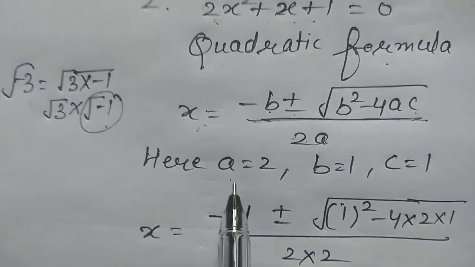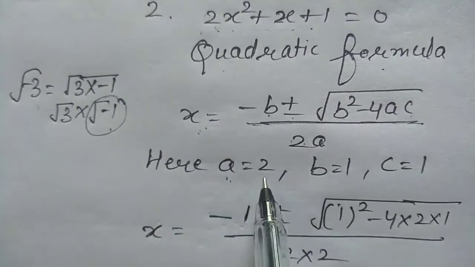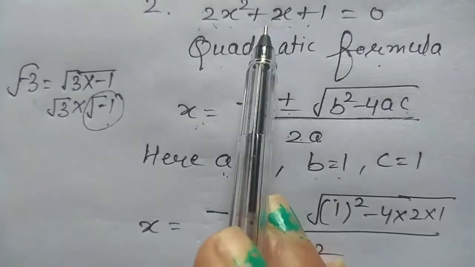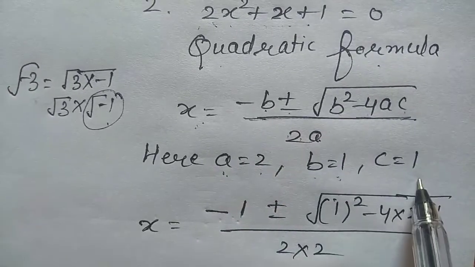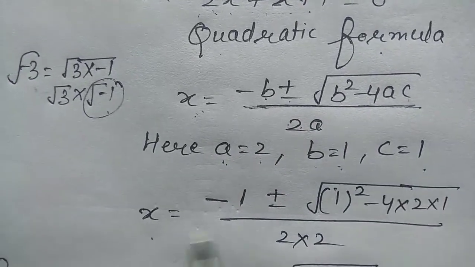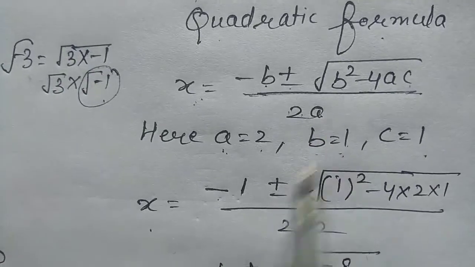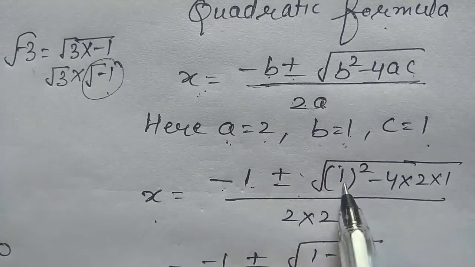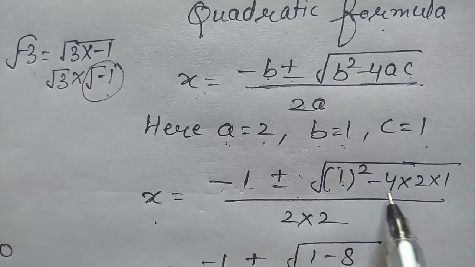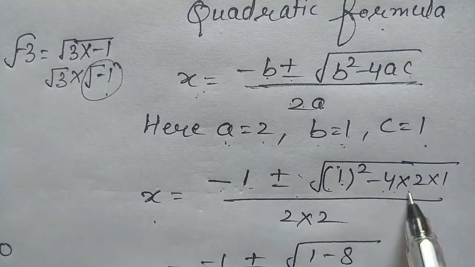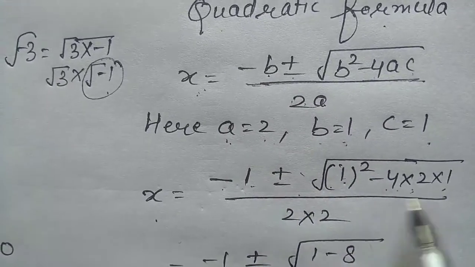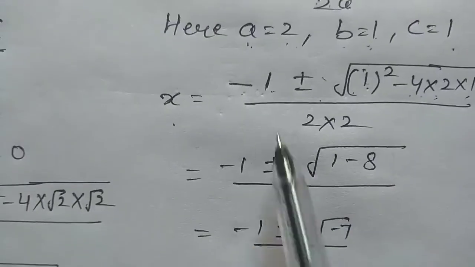So what is a? Coefficient of x square, 2. What is b here? Coefficient of x, 1. And what is c? 1. So what is x here? Minus b. What is b? 1. Plus minus root of b square, means 1 square, minus 4 into a, which is 2 here, and c is 1. So put the values of a, b, c in this and find the answer.